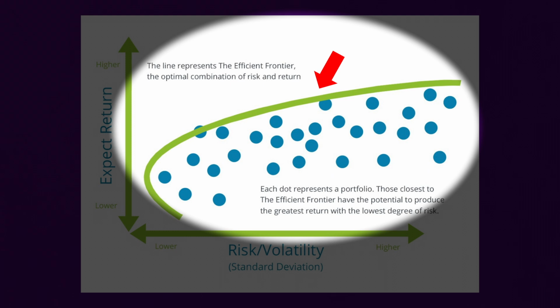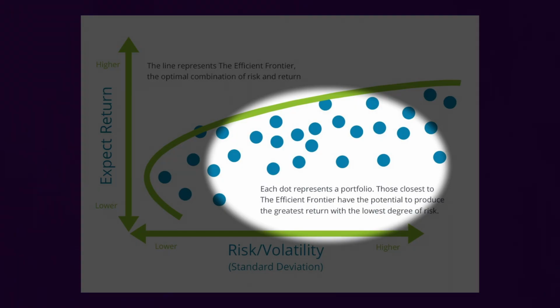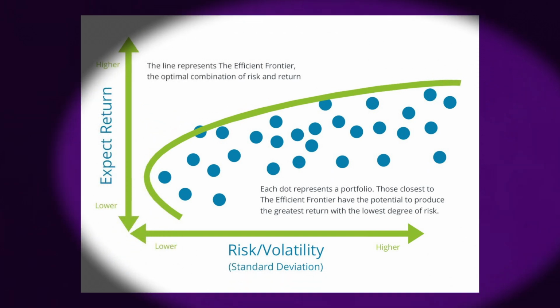If your portfolio falls below the efficient frontier, you are probably taking on too much risk for the expected amount of return. Being below the efficient frontier line is less desirable because you are seeing less expected return for the same amount of risk. And that's a review of modern portfolio theory.